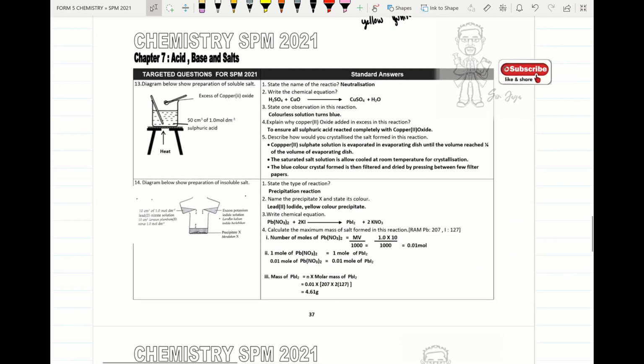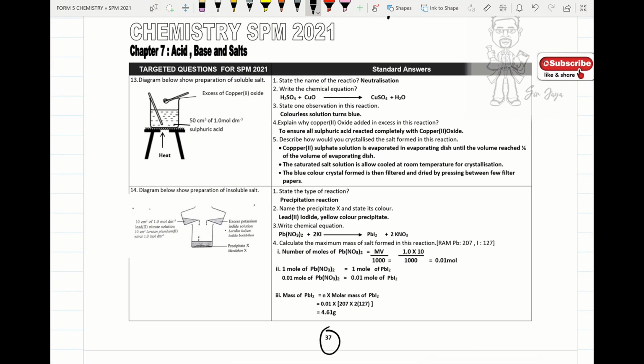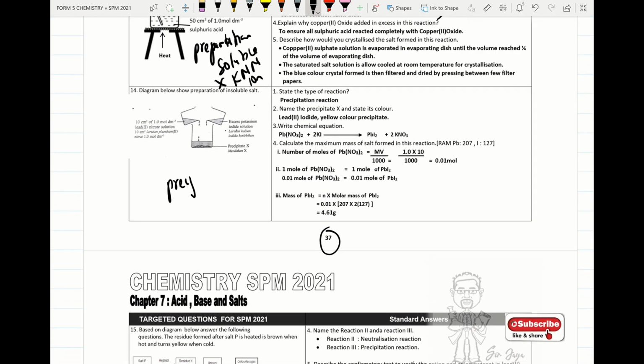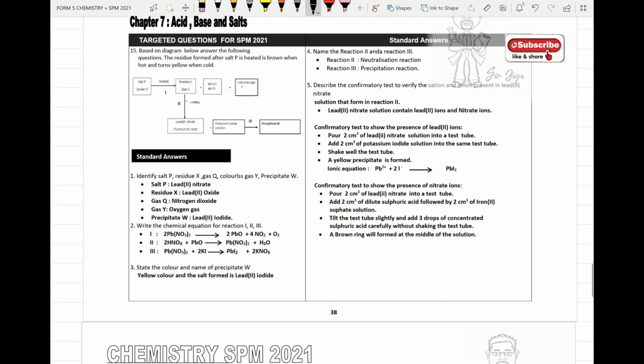Alright, we move on to the next one. Please check in the module page number 3. Preparation of this is known as preparation of soluble salt not containing K and N ions. So please try to do all these questions. Alright, and this is known as precipitation. A precipitation reaction or double decomposition reaction can come out for structure questions. Please go through all these and try to do revision.